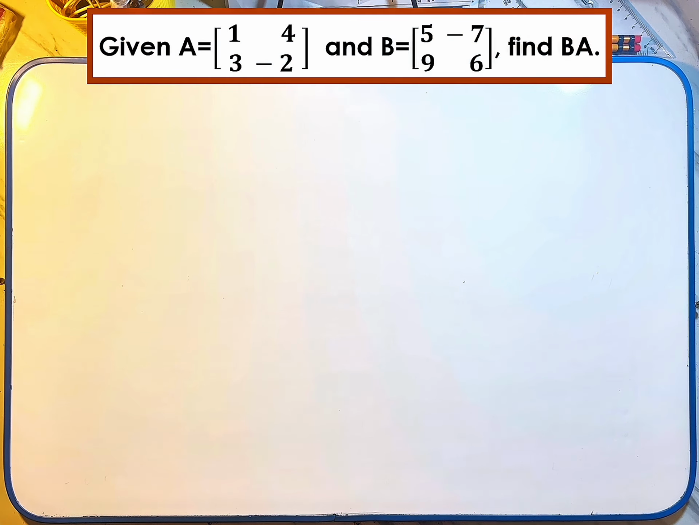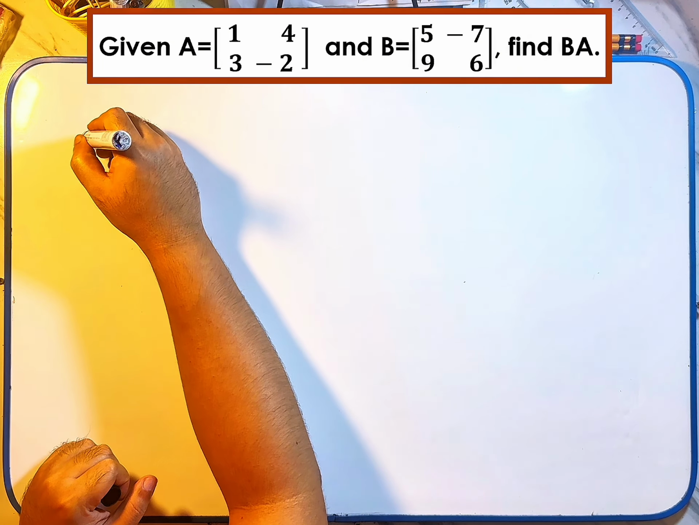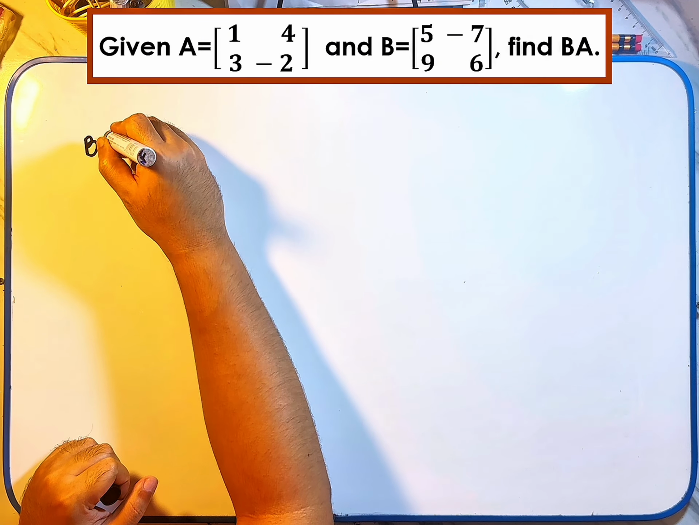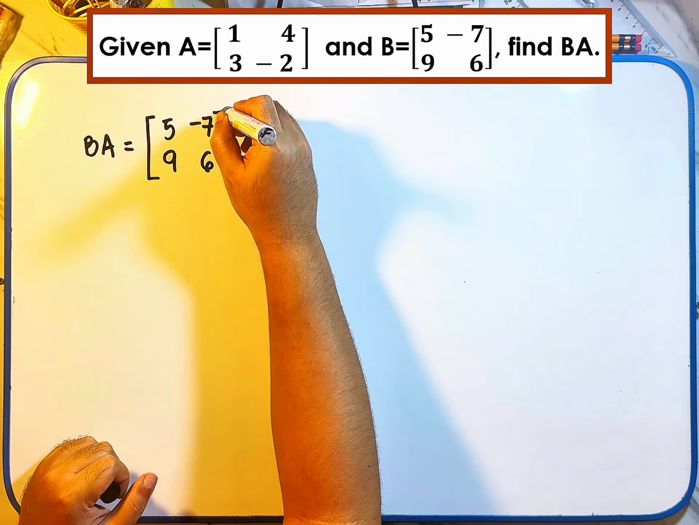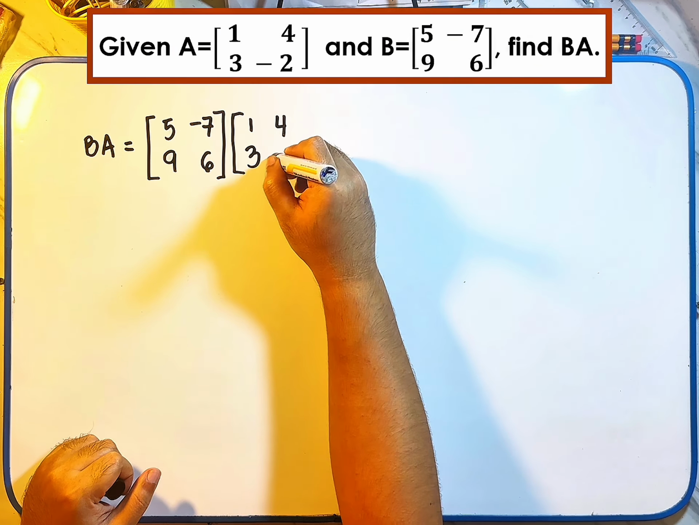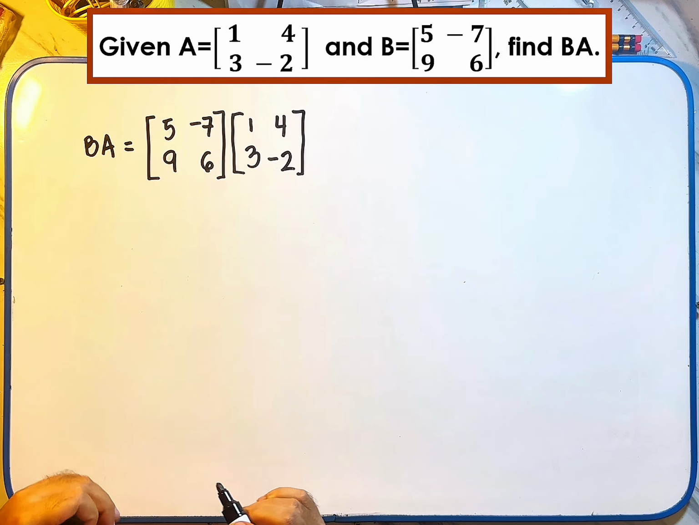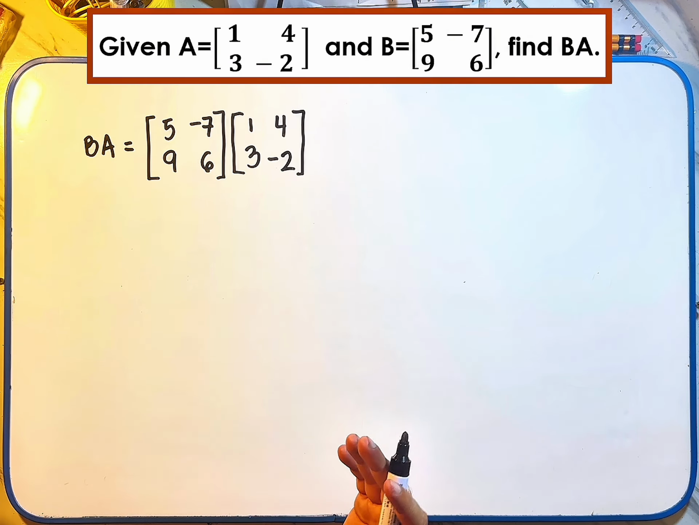Next, we have the same matrices, matrix A and B, but this time we have to solve for B times A. The first one, that's A times B. Now we have to solve for B times A. So matrix B times A is equal to... you might think that A times B is equal to B times A, but let's see.